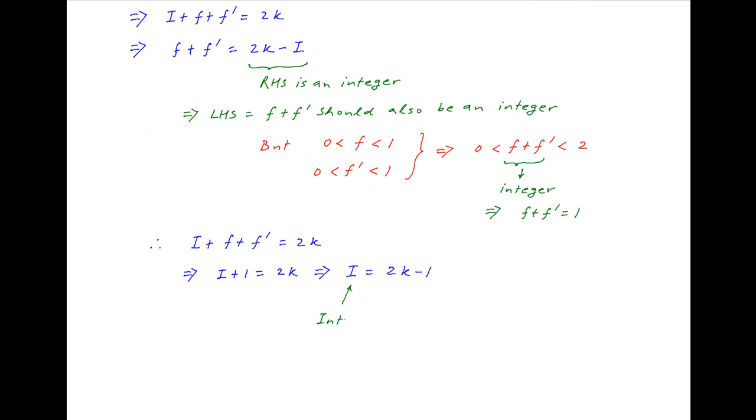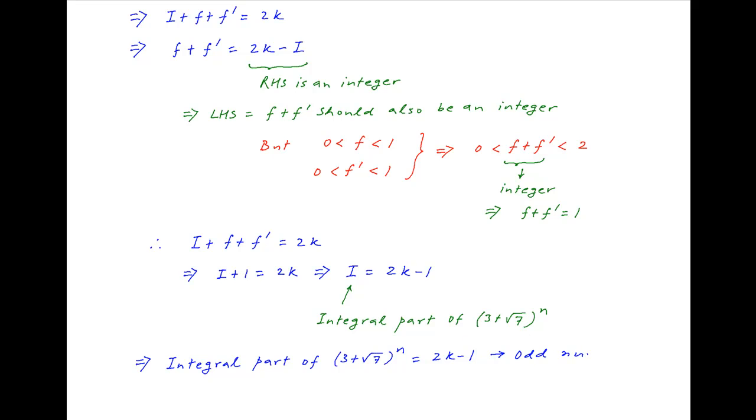Now recall that I is the integral part of (3 + √7)^n. It therefore follows that the integral part of (3 + √7)^n is equal to 2k − 1, which is clearly an odd number. And this is the required result.